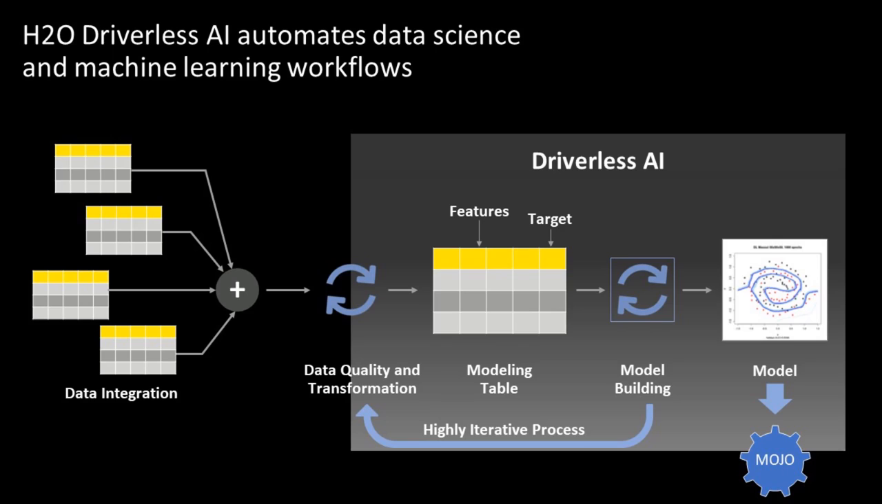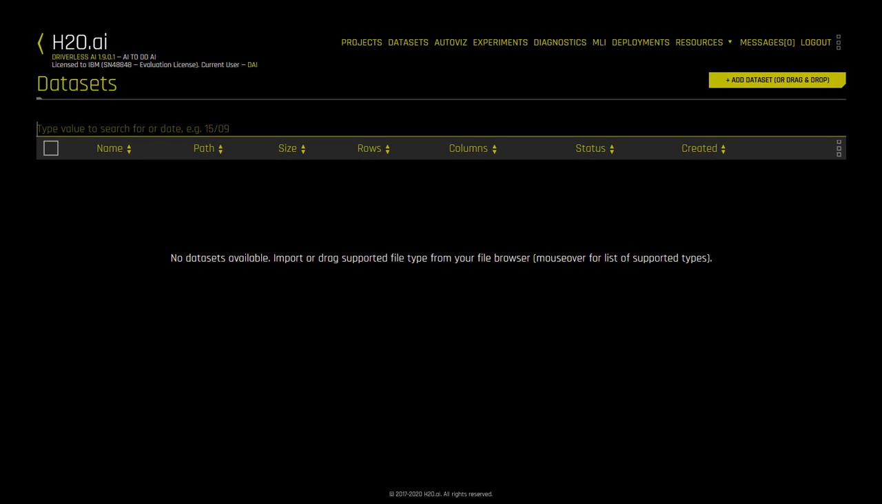It aims to achieve the highest predictive accuracy, comparable to expert data scientists, but in much shorter time, and with a focus on interpretability and helping users understand the predictions made. I'd like to briefly show how easy it is to train a model in Driverless AI and then use that model in Db2.